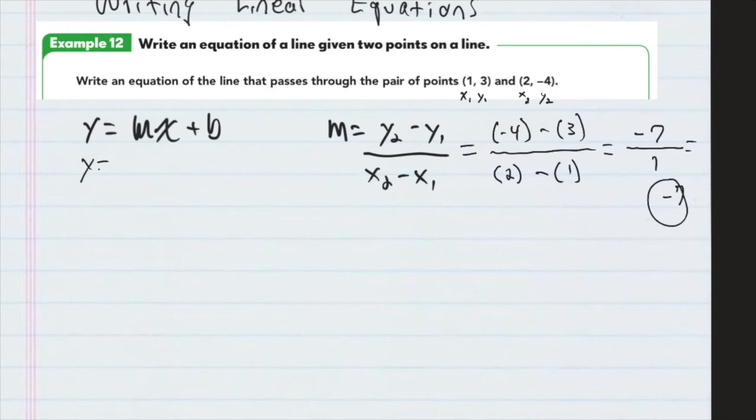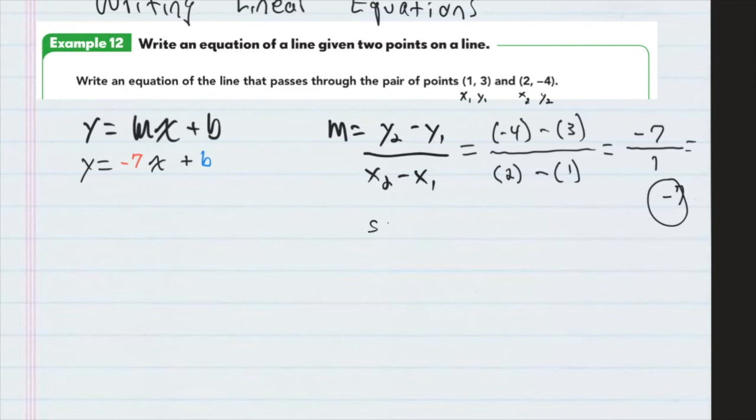So here's the information I have so far. y equals -7x plus b. And so now it's kind of like the previous example we had where we were given a slope, right? We were given a slope of, in this case, -7, and we had to find our y-intercept. So we're going to pick either point to find b. So there are two steps, really, in this one.